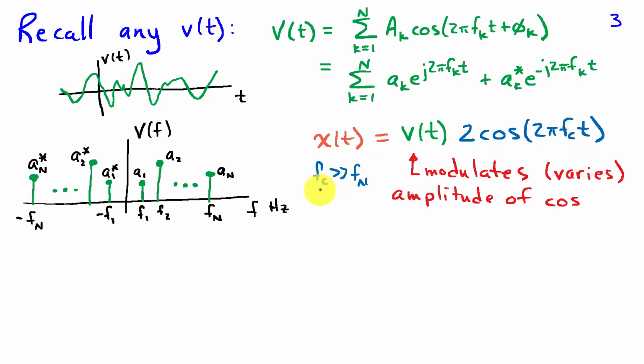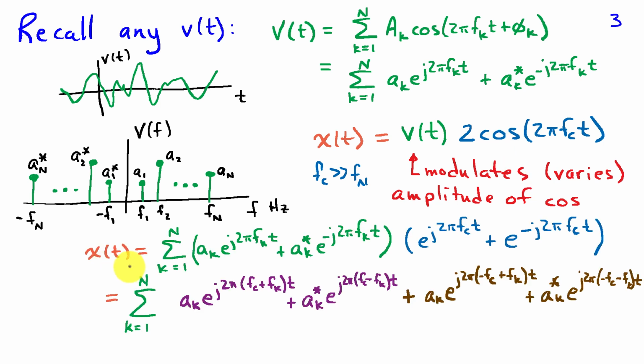And that f_c is much, much bigger than the highest frequency that's present in our voice or our music or whatever it is that we want to transmit. So we can think of V of t as modulating or varying the amplitude of a cosine with time. That's why it's called amplitude modulation. Now this factor of 2 is somewhat arbitrary. I put it in there just so that I don't have to write the 1/2 when I expand the cosine using the Euler representation.